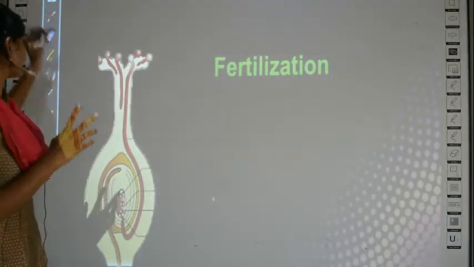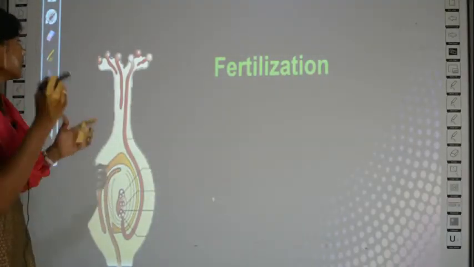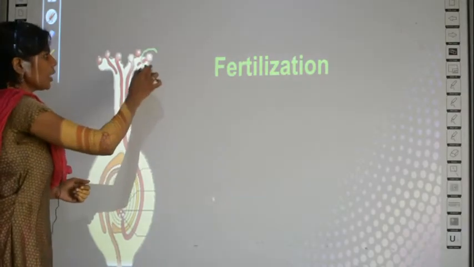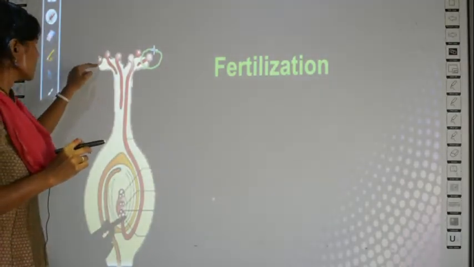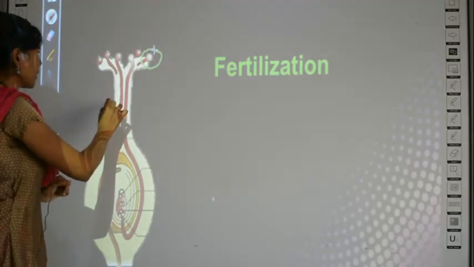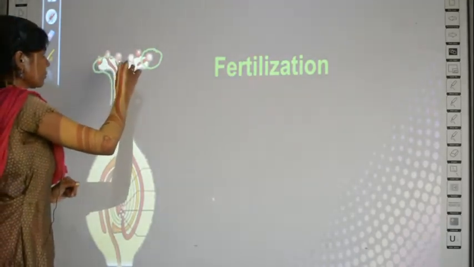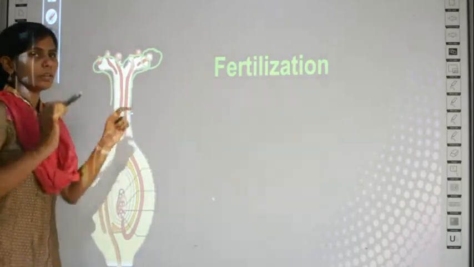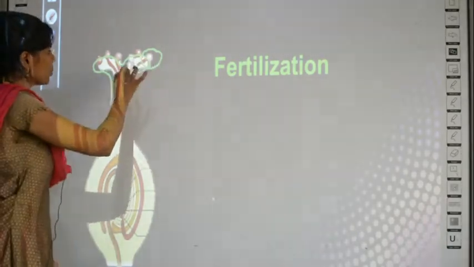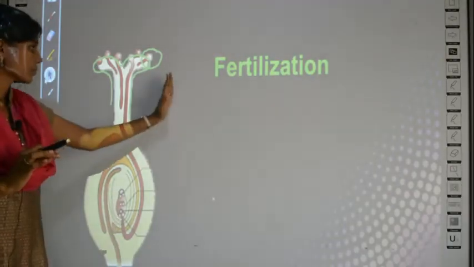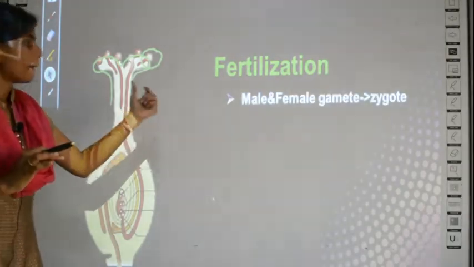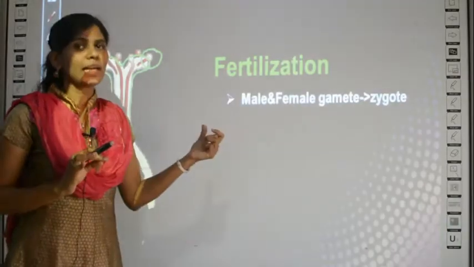See here, the red ball-like structure is the pollen grain. And what is this? This is the stigma, right? Which is the stigma? This is the stigma. So now the transfer of pollen grains to the stigma is done. What next? Before that, what is fertilization?